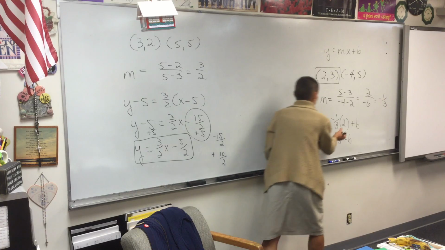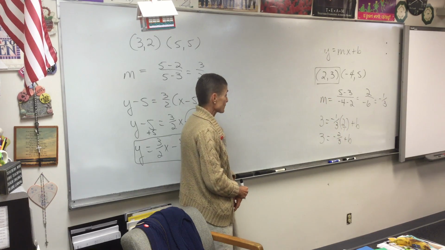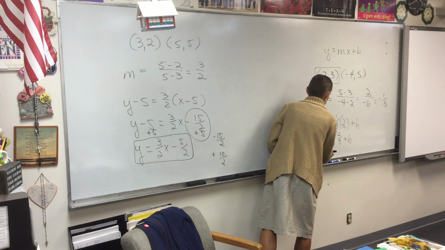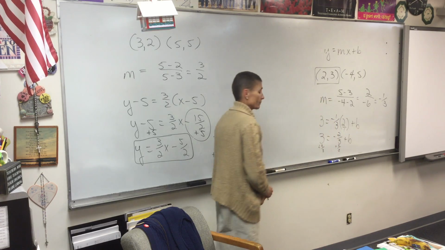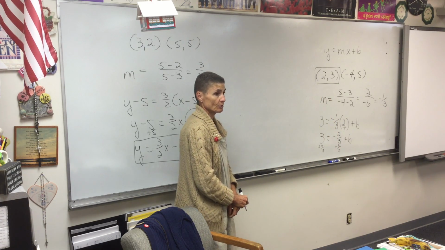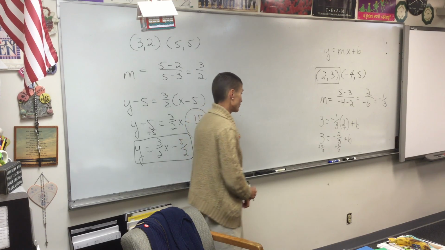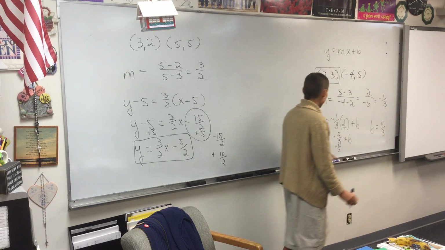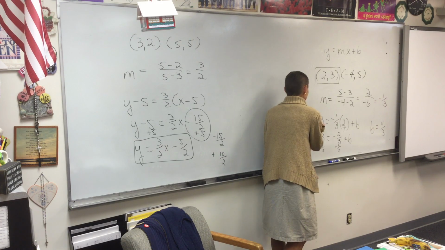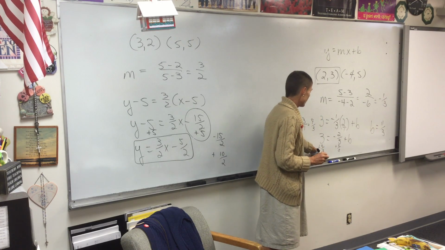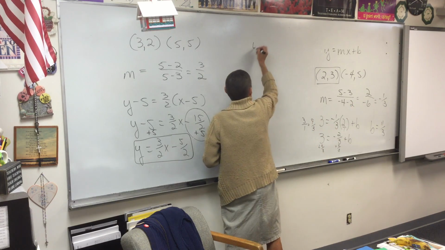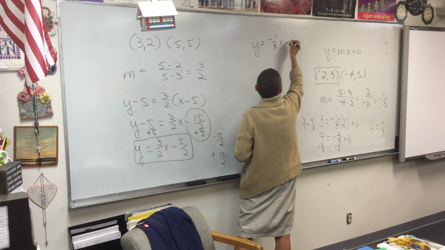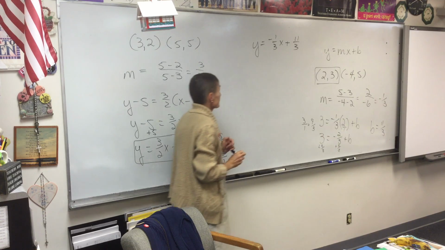Are you okay with that? Everybody remember how to multiply those fractions? Now I'm going to add 2/3. Three plus 2/3 is 11/3. Very good. So b equals 11/3. For those of you that are a little bit foggy on that, this is 3 over 1, which is 9/3. 9/3 plus 2/3 is the 11/3. So your answer is y equals negative 1/3 x plus 11/3.